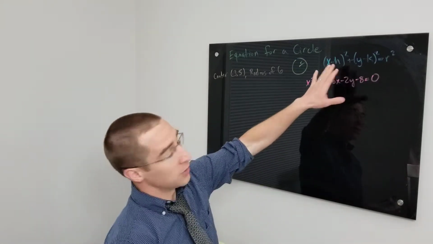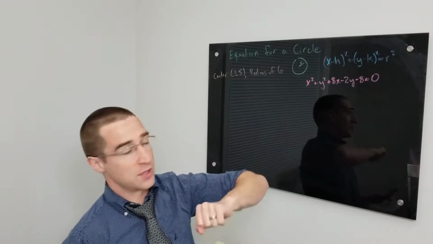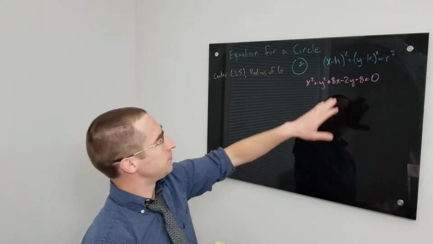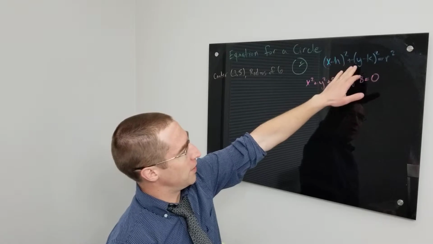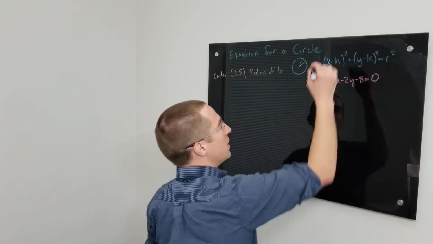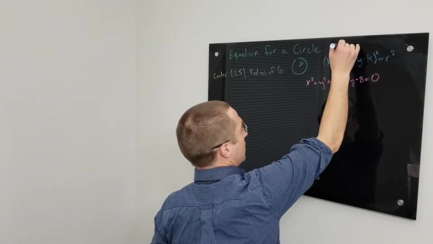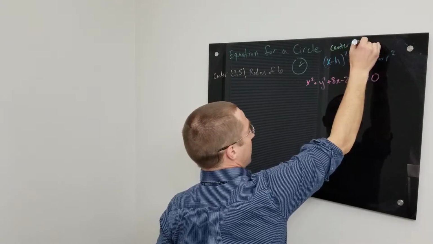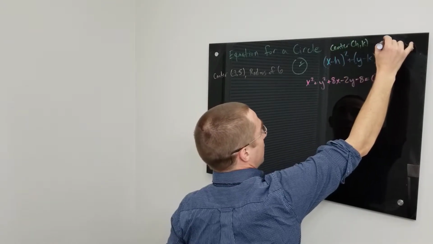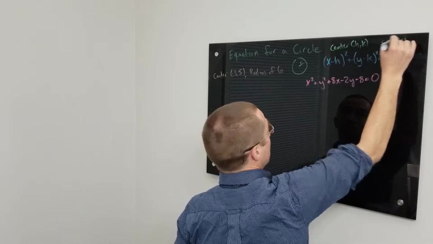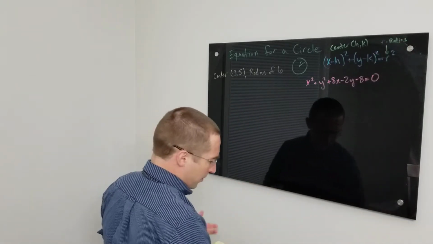So the standard form for the equation for a circle, you learn this in geometry, is x minus h squared plus y minus k squared equals r squared, where the center is at h comma k and r equals the radius. All right, so a couple things that we could do.